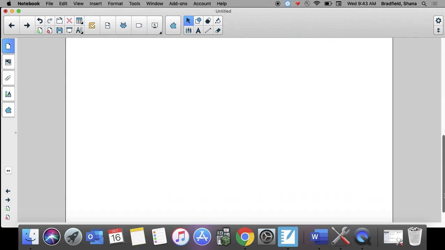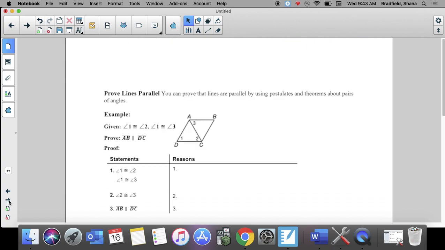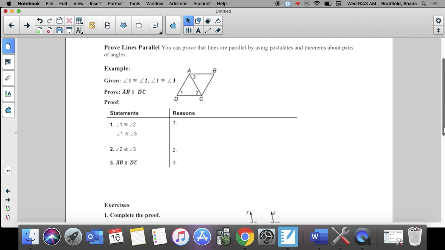Okay, the next page has us doing a couple of proofs. These really aren't too bad. Again, we're proving that lines are parallel, so how do we know that lines are parallel? It says you can prove that lines are parallel by using postulates and theorems about pairs of angles, which is exactly what we're going to do.